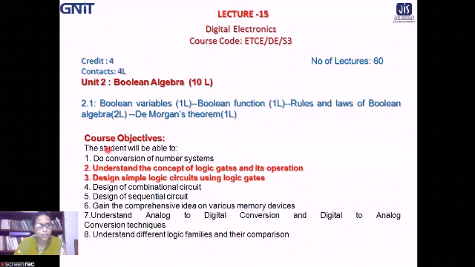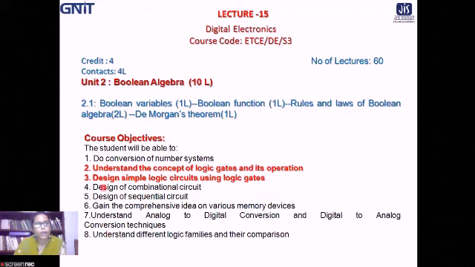The students will be able to, one, do conversion of the number systems. Second, understand the concept of logic gates and its operations. Third, design simple logic circuits using logic gates. Fourth is design of the combinational circuit. Next is design of the sequential circuit. Sixth objective is gain the comprehensive idea on various memory devices. Seventh is understand analog to digital conversion and digital to analog conversion techniques. And eighth one is understand different logic families and their comparison.